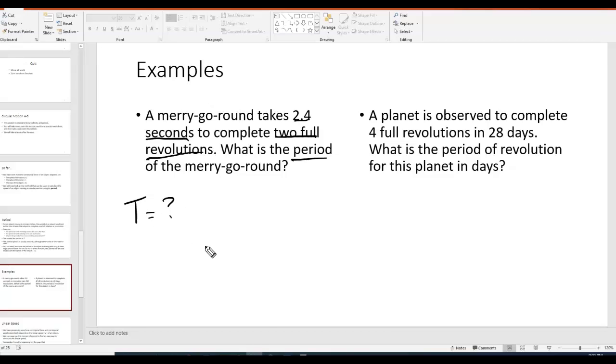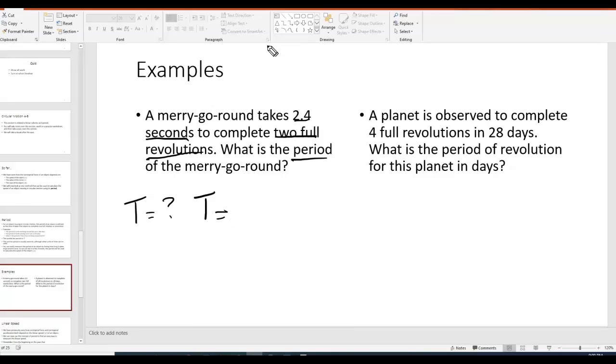Now, it's really important that you know the definition of period because there's no possible way to answer this question unless you know the definition of period. This is not an equation thing. This is a definition thing. The definition of period is the time for one revolution or one rotation.